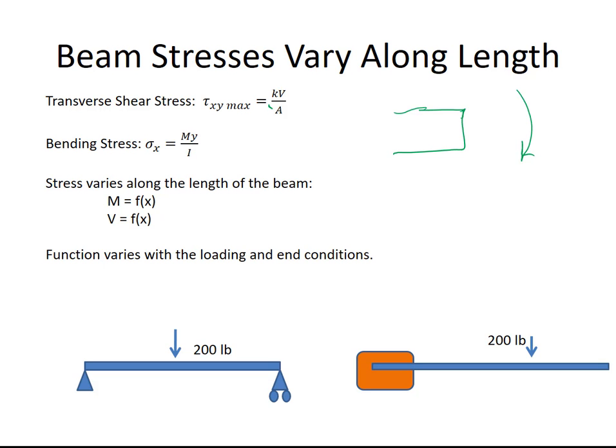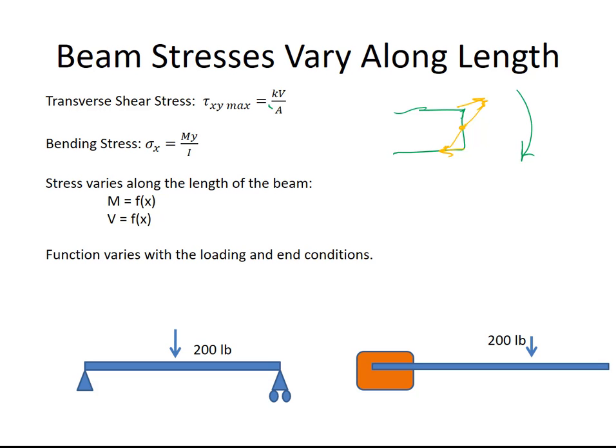So beam stresses offer some interesting challenges. They vary through the thickness of the beam. So if we look at a beam here, we have high tensile stresses at the top, larger compressive stresses at the middle, and it goes to zero. Compressive stresses at the bottom, and it goes to zero in the middle.